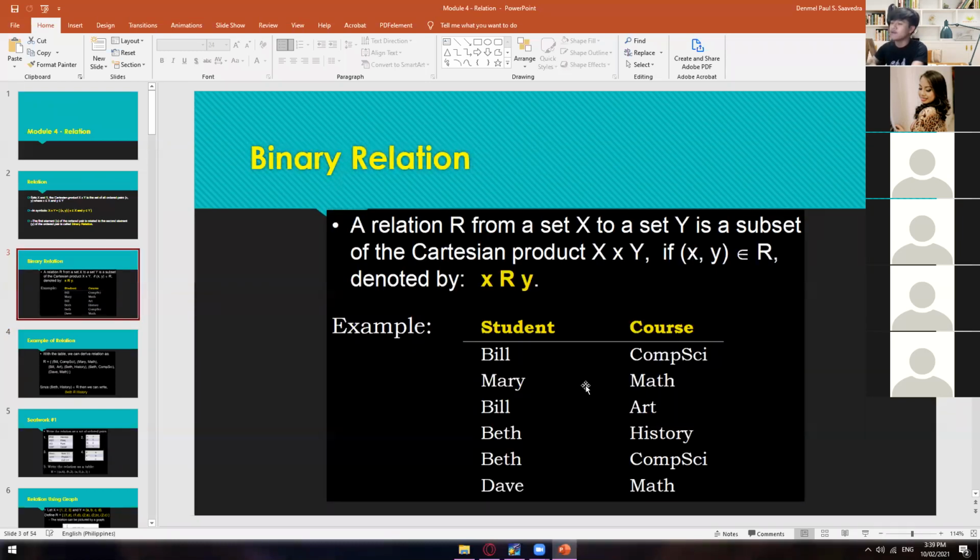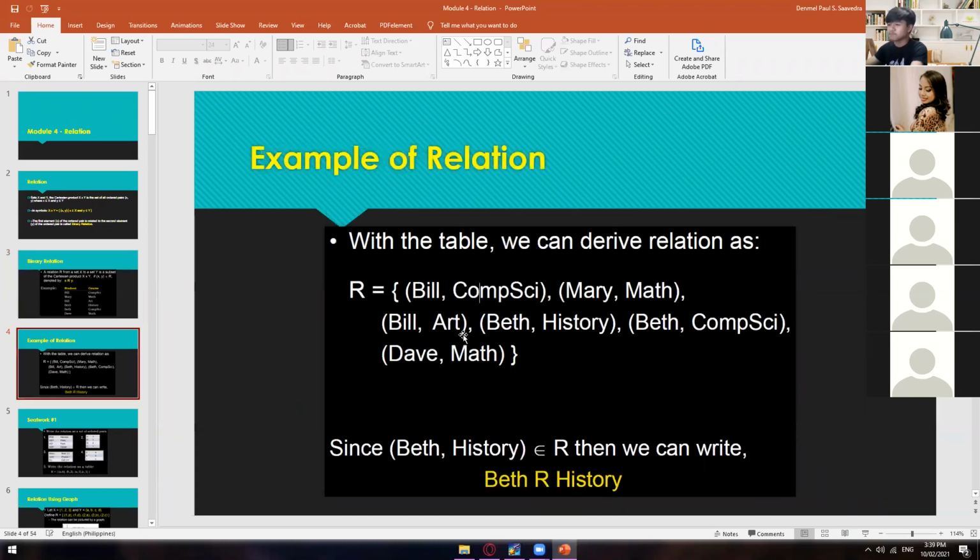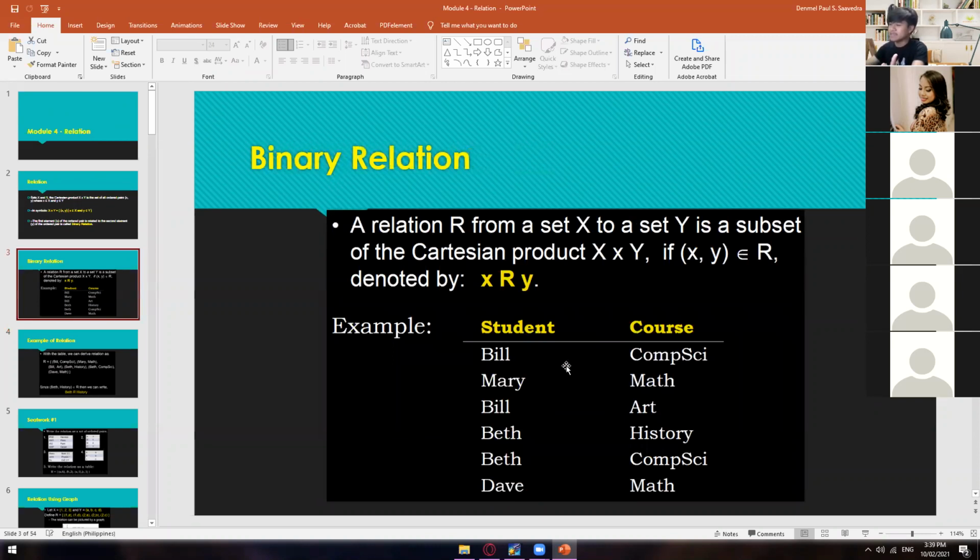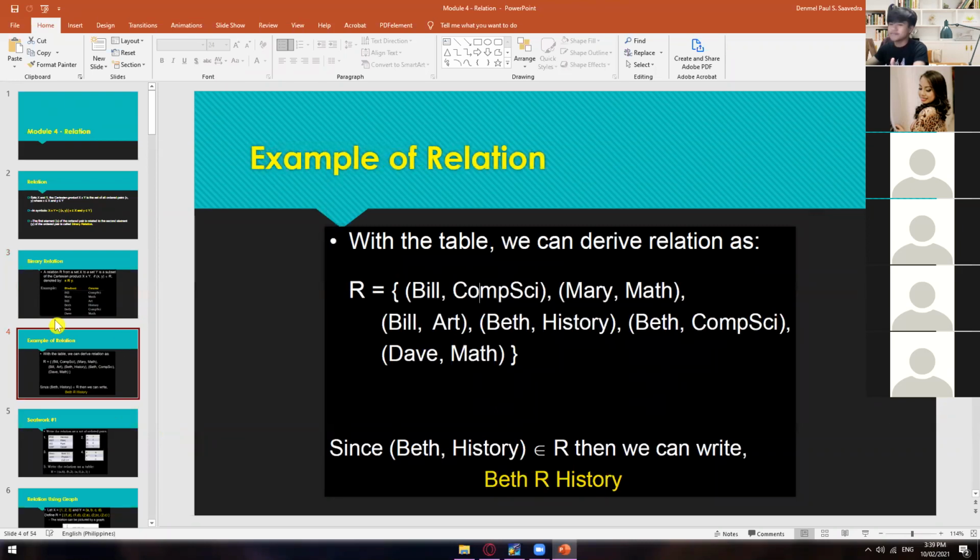This came from our table. As you can see, this pair is already an element of this relation. So it's like the opposite: Beth, history is an element of R. Therefore we can write Beth R history, or Beth is related to history. Meaning, this is the course of Bill, this is the course of Mary, and Bill has two courses taking at the same time. Same with Beth, who is taking history and comp sci at the same time, and Dave is taking math. Simple as that, forming a relation between two sets. Did you guys understand it so far when it comes to forming a relation?